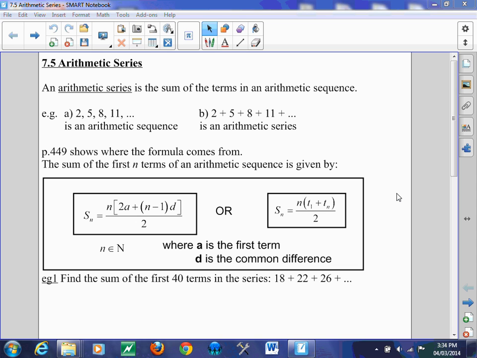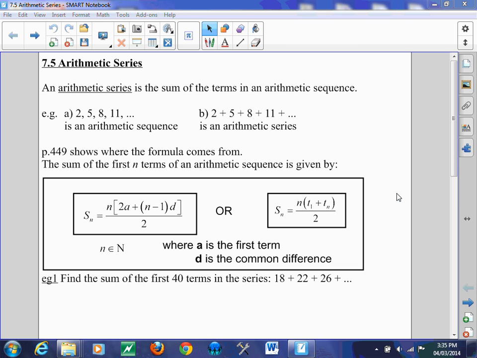Hello class, and welcome to lesson 7.5, arithmetic series. Don't worry, ladies and gentlemen, if you've wondered why we skipped a couple of lessons in terms of the lesson numbers. These just match up to our textbooks. We're just skipping a couple of lessons or sections in the textbook, so don't worry about that. You haven't missed any lessons.